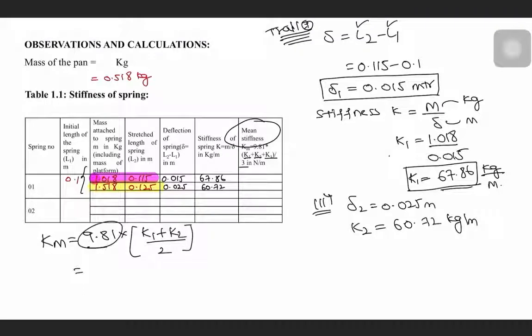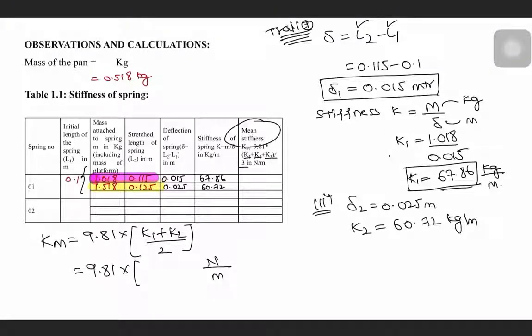Why 9.81? Because we are converting the kg into Newton. So the kg would be converted into Newton, and you have substituted in meter, so it would be Newton per meter, whatever answer you get. So just substitute the values.